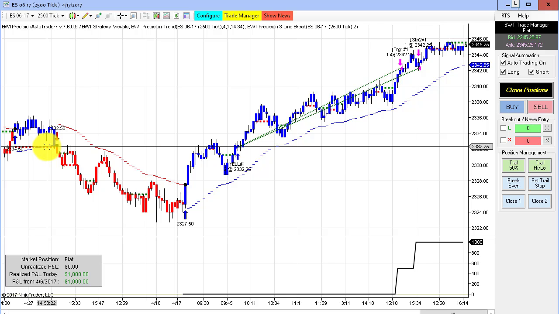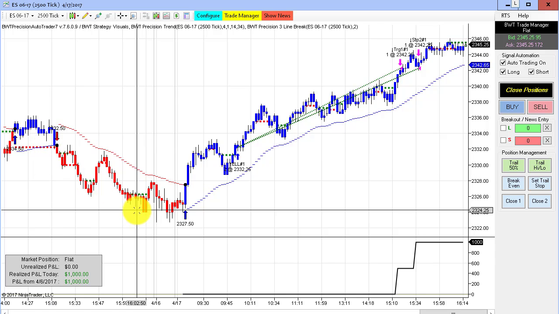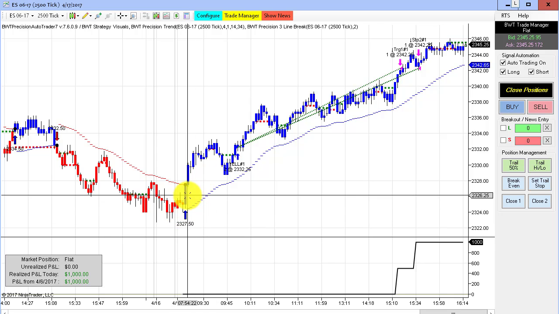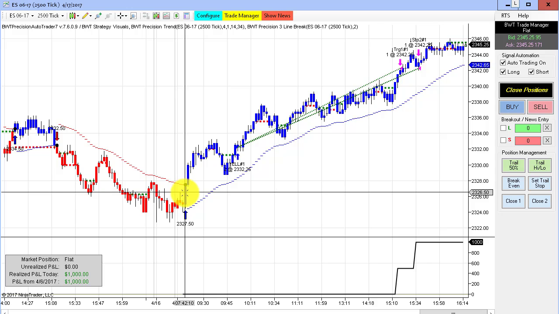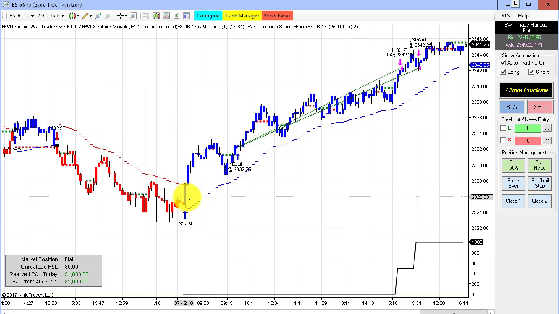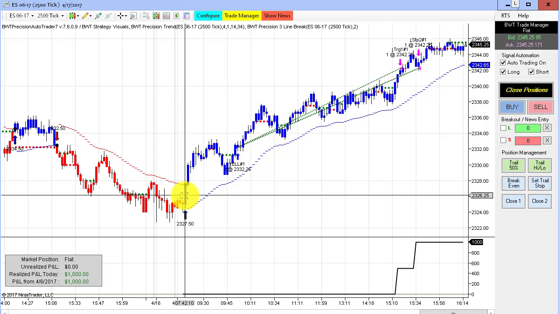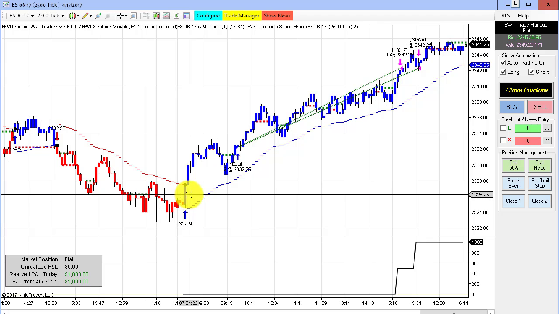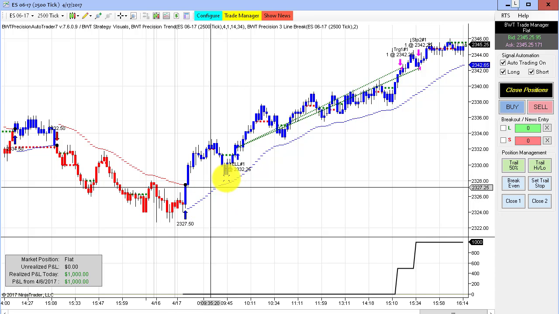This was actually from Friday, and then this would be at about 8 o'clock in the morning, Monday morning here, where it went long. So really solid indicator signals, and then here's our trailing stop.